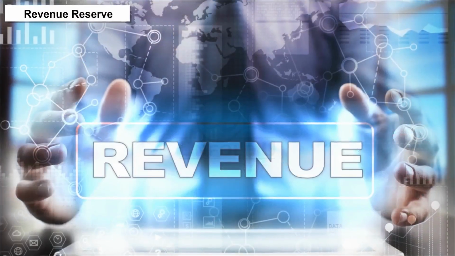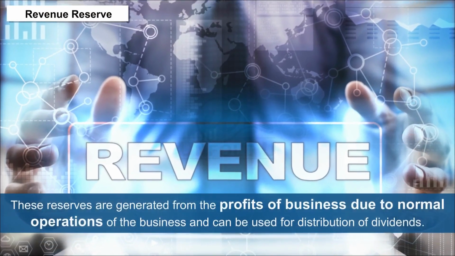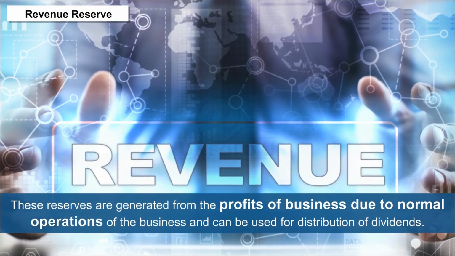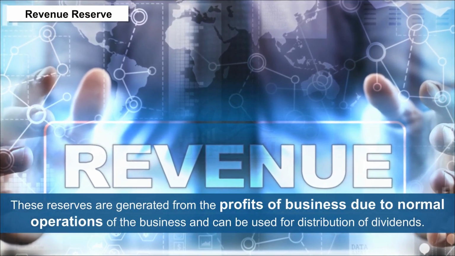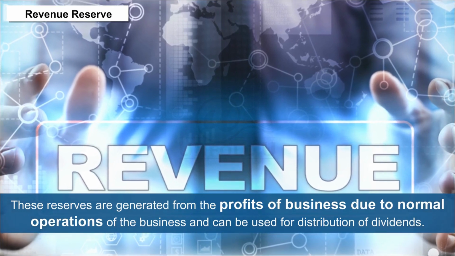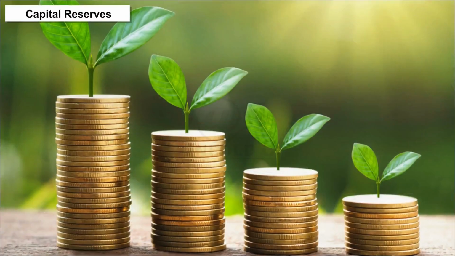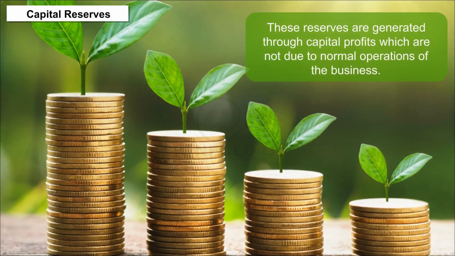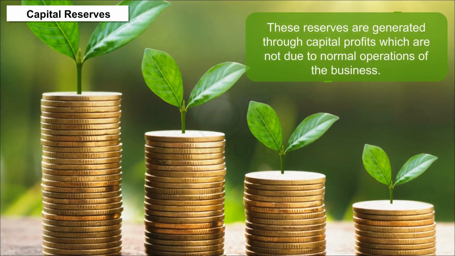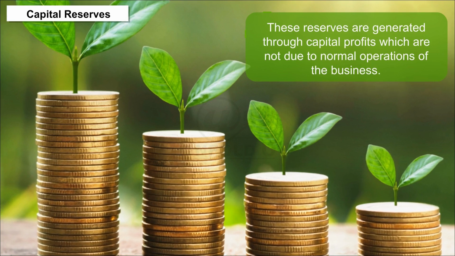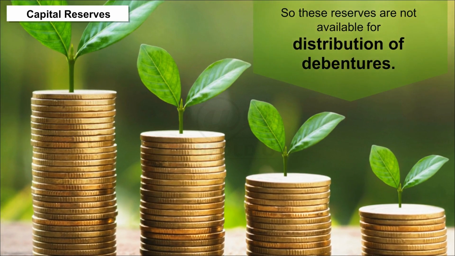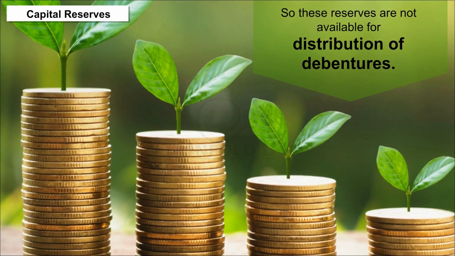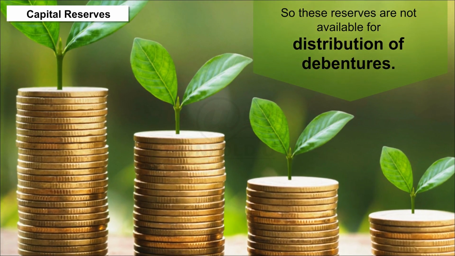Revenue reserve. These reserves are generated from the profits of business due to normal operations of the business and can be used for distribution of dividends. Capital reserves. These reserves are generated through capital profits, which are not due to normal operations of the business. So these reserves are not available for distribution of dividends. They can be used for writing off losses.